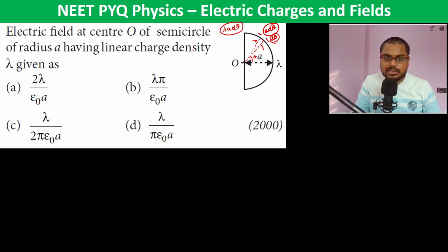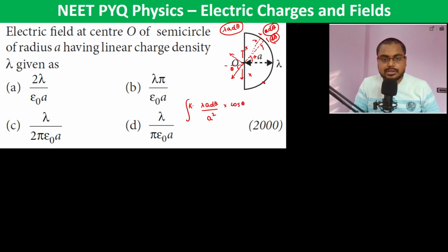Now due to this, the electric field is going to be in this direction. How much? It's going to be kq by r square, so k into the charge a d theta divided by a square. Now symmetrically it's going to be from here also in this direction. So this is theta, this is theta, so the sine theta component is going to cancel out, therefore only cos theta is remaining. So cos theta, now we have to integrate it.